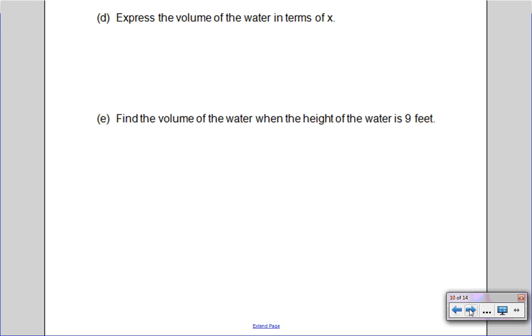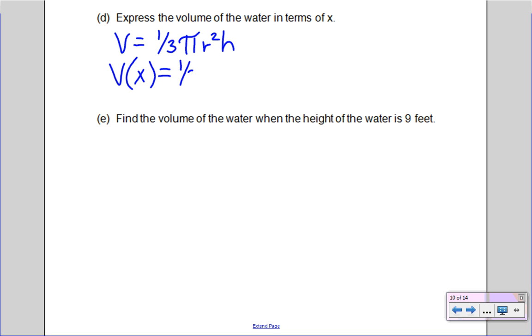All right, D says express the volume of the water in terms of x. So we want to write a function for the volume as a function of x. Let's first write down the volume of a cone formula, which is 1/3 pi r squared h. That is 1/3 the area of the base times the height. When it says in terms of x, we want only x's in that formula instead of r's and h's.